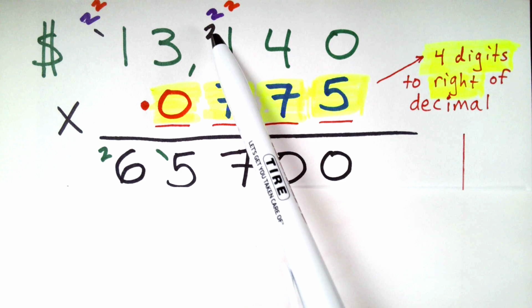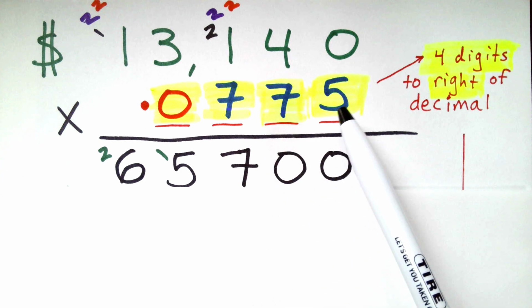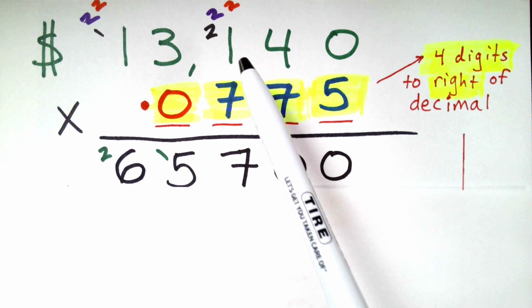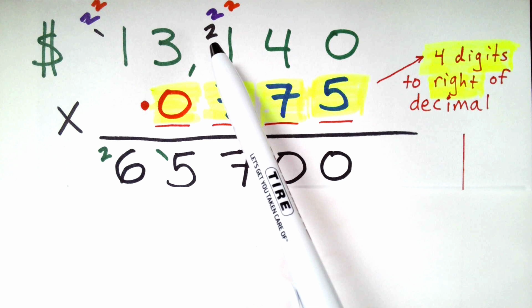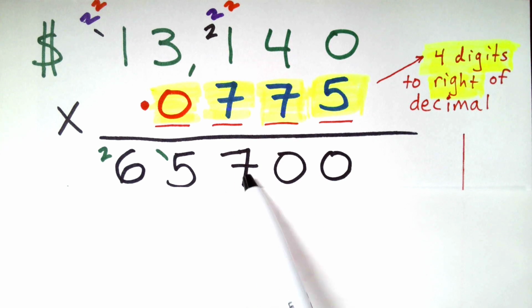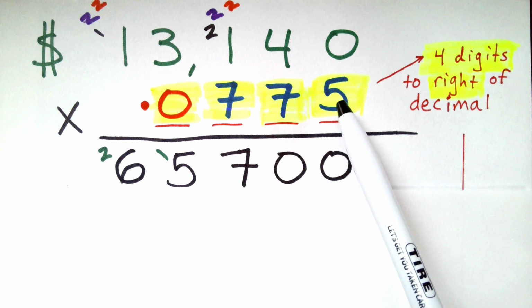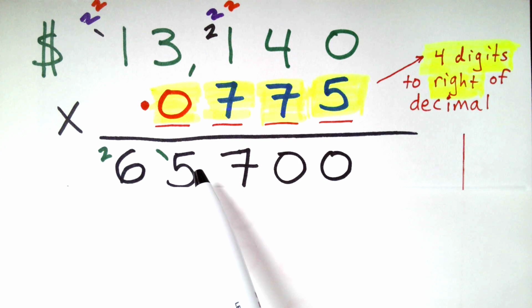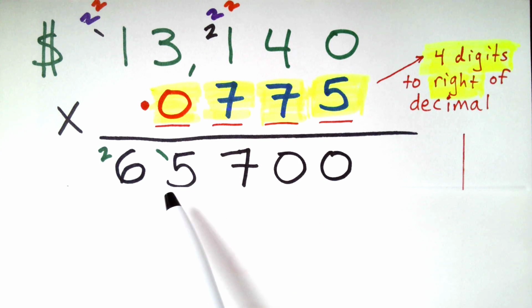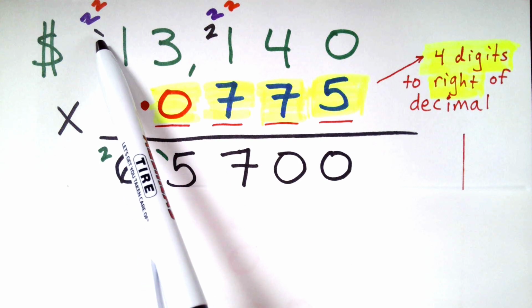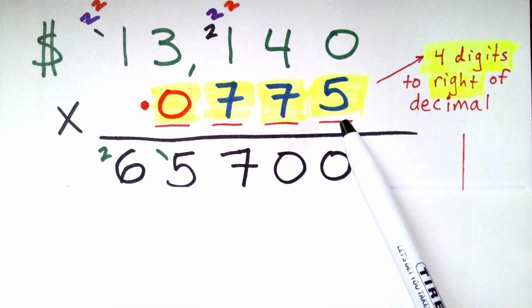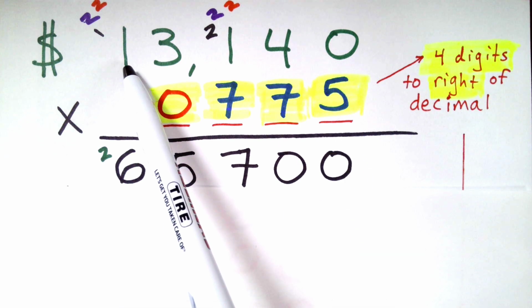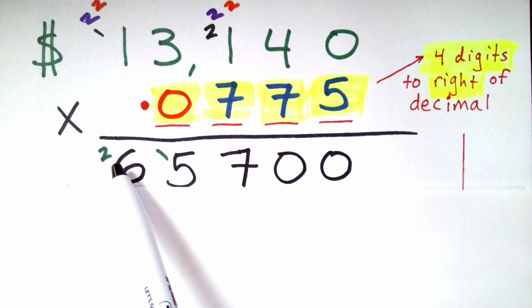See how it's written in black? I'll carry the 2. In my next product, I'll add the 2. 5 times 1 is 5, plus 2 is 7. So that's where the 7 came from. Now I'll multiply 5 times the 3, and that's 15. I'll put the 5 here, and then I'll carry the 1. See, it's written in black, and I'll add it to my next product. 5 times 1 is 5, plus 1 more is 6.